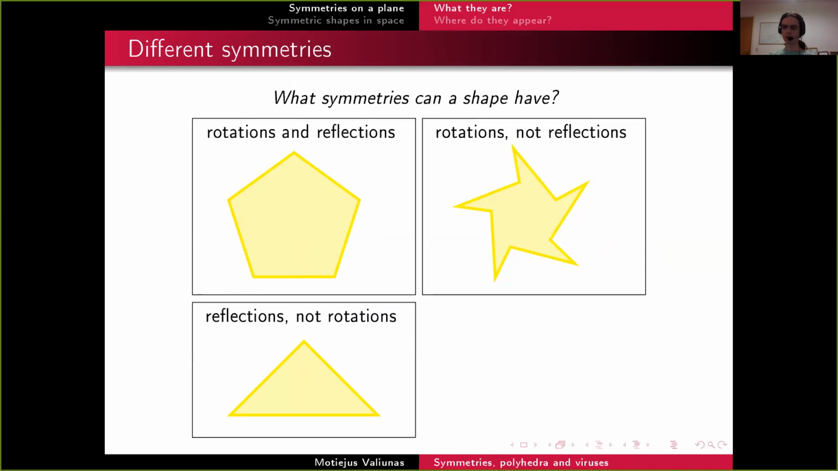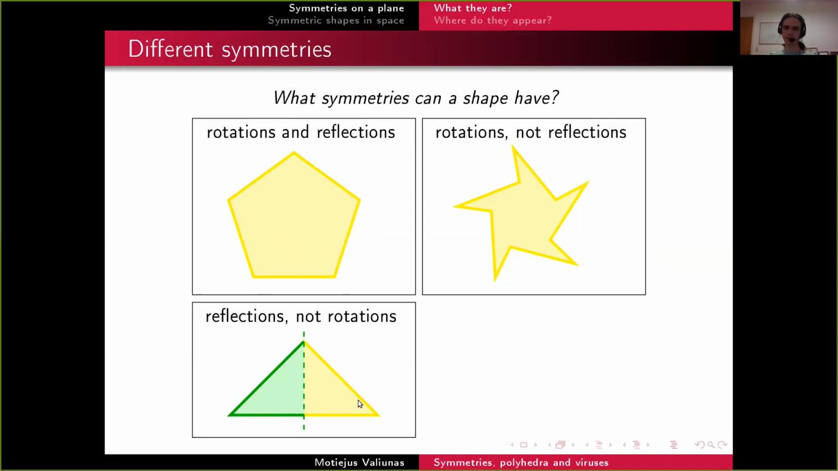Or another example is this triangle, which in this case is not equilateral. It has two sides of the same length, but the third side is longer. So we cannot rotate the triangle and get the same triangle, but we can reflect it in a line again. And we can see that if we draw a line in the middle, then the left side will be the same as the right side, and we can swap the left side and the right side.